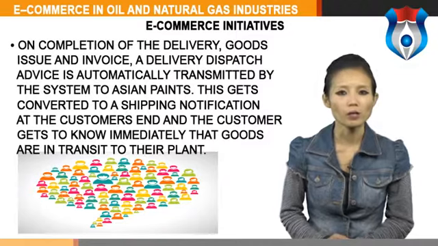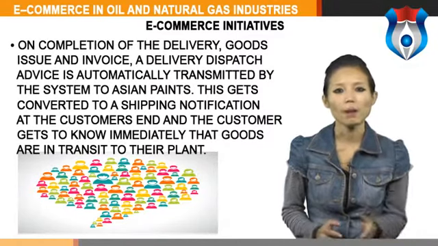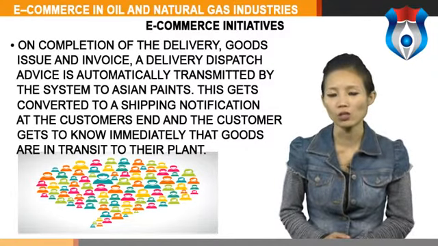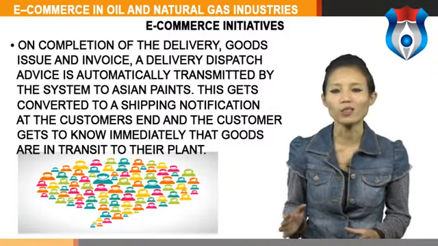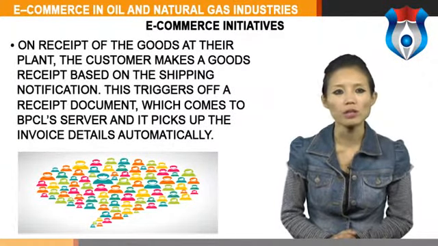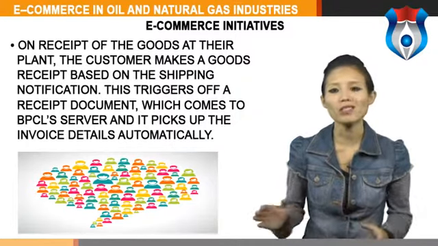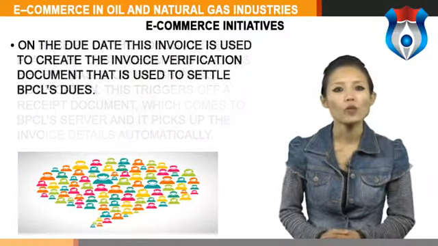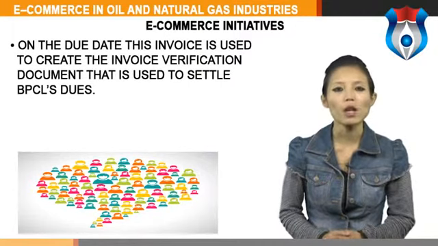On completion of the delivery, goods issue and invoice, a delivery dispatch advice is automatically transmitted by the system to Asian Paints. This gets converted to a shipping notification at the customer end, and the customer gets to know immediately that goods are in transit to their plant. On receipt of the goods at their plant, the customer makes a goods receipt based on the shipping notification. This triggers off a received document, which comes to BPCL's server, and it picks up the invoice details automatically. On the due date, this invoice is used to create the invoice verification document that is used to settle BPCL's dues.